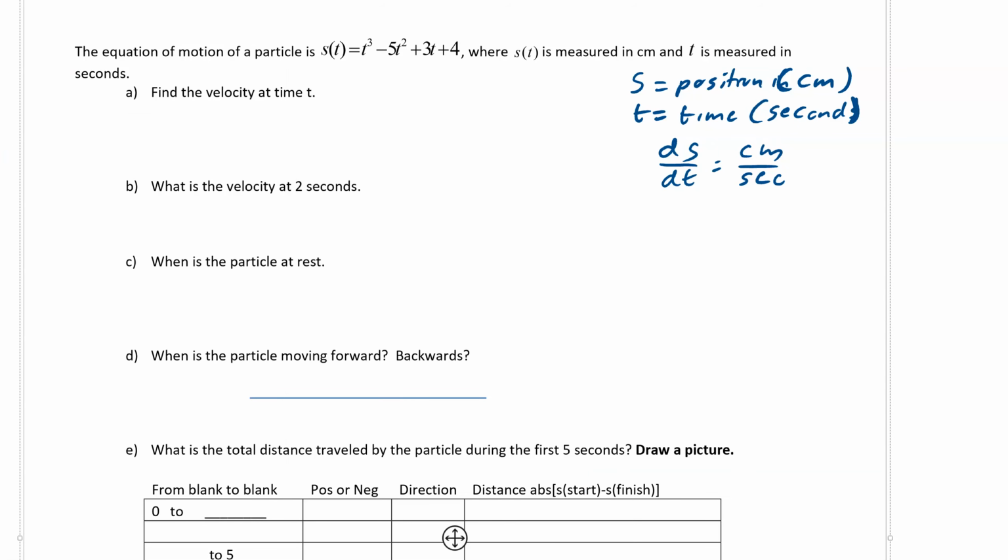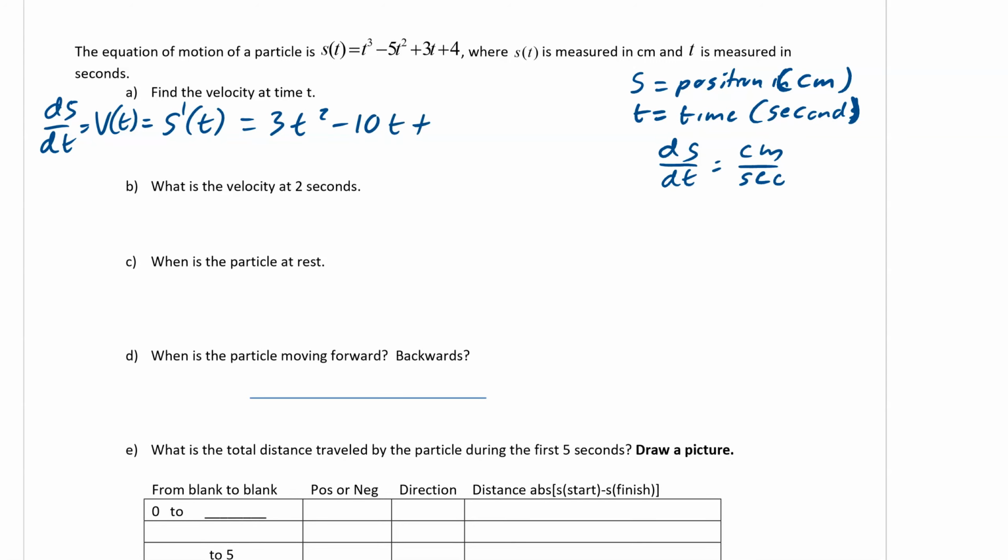So if we take the derivative, s prime of t, that is going to give us our velocity with respect to t. That is our ds/dt. So we end up with 3t squared minus 10t plus 3. And so now we know our velocity, and this is going to be in centimeters per second because we know our units.